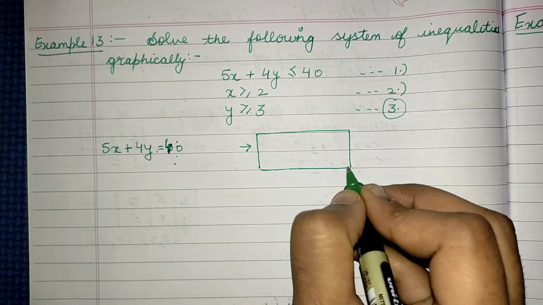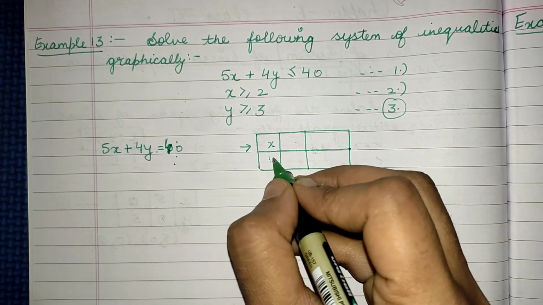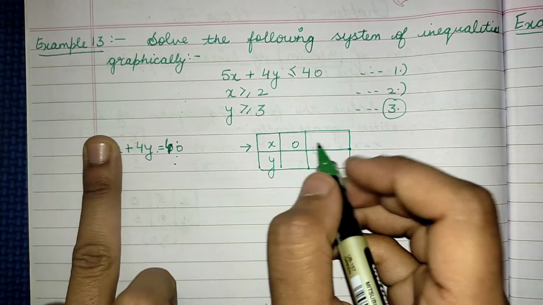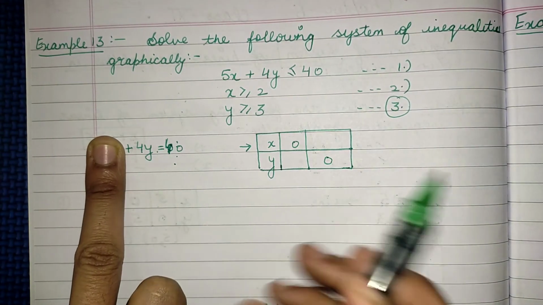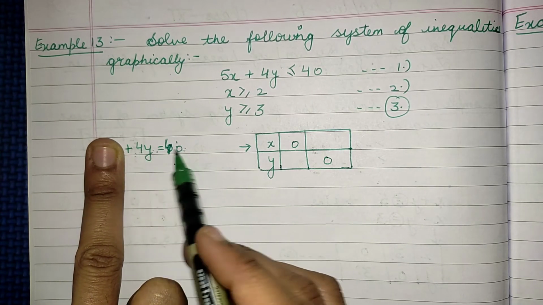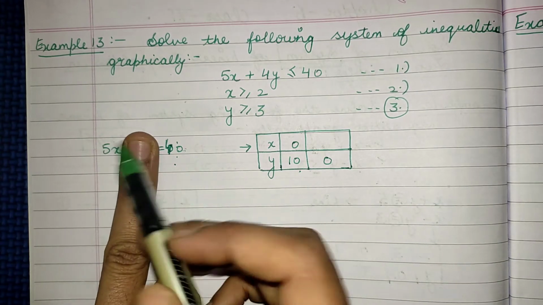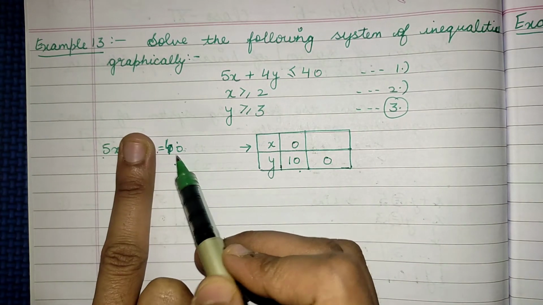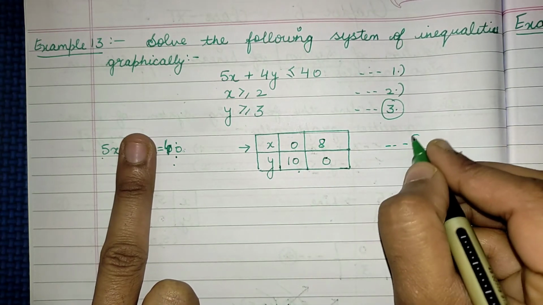I have told you the trick to find the points of the line. It is very easy. Imagine once that x is equal to 0, and the second time imagine that y is equal to 0. So if x is 0, then y will be equal to 10. If y is 0, then by dividing by 5 here, our x will be equal to 8.